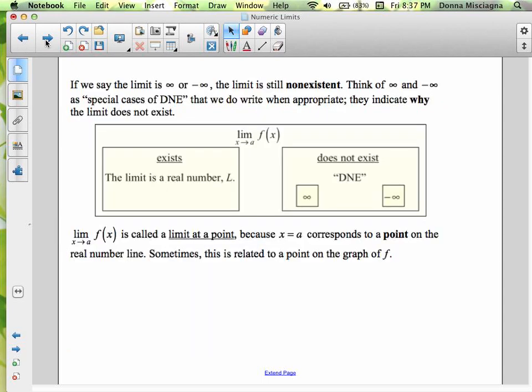So a limit of f of x as x approaches a is called a limit at a point because x equals a corresponds to a point on a real number line. Right? So we're looking at what's happening at a single place. If x is approaching infinity or negative infinity, then we're looking at what's happening as our function increases or decreases without bounds. If it's x approaching a finite number, we're looking at what's happening as x gets closer and closer to a single point. Right?